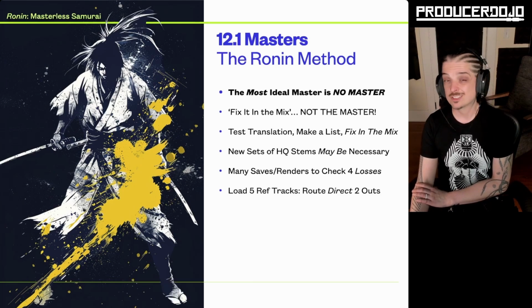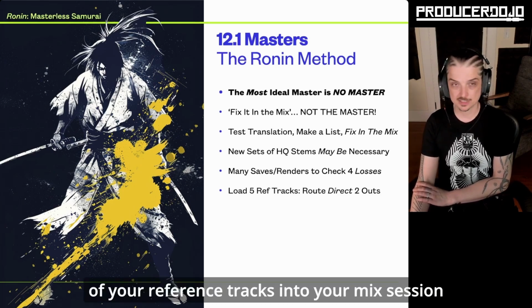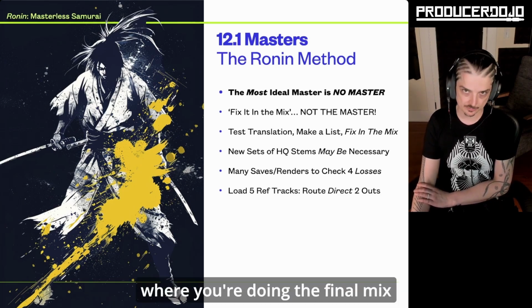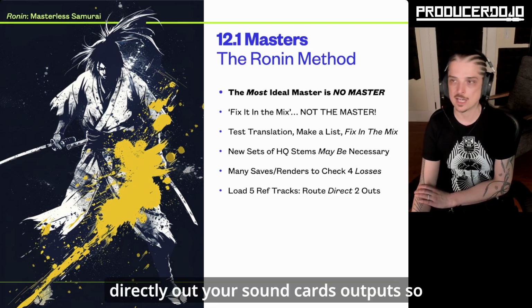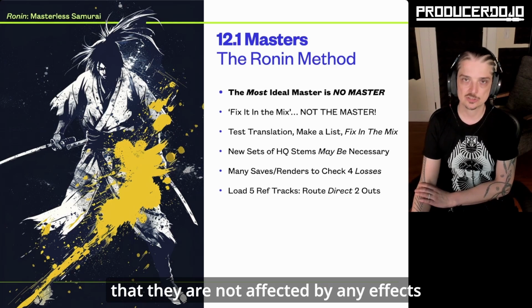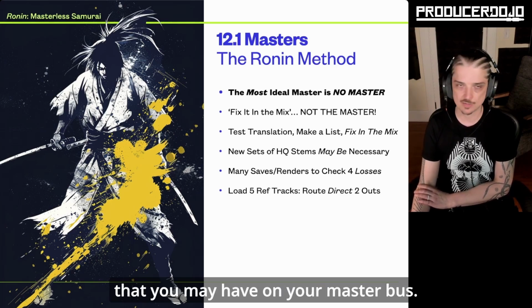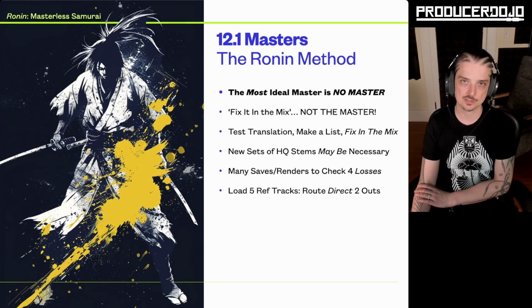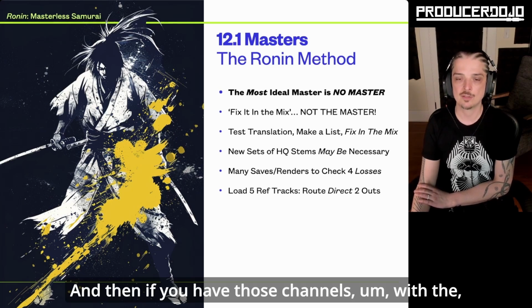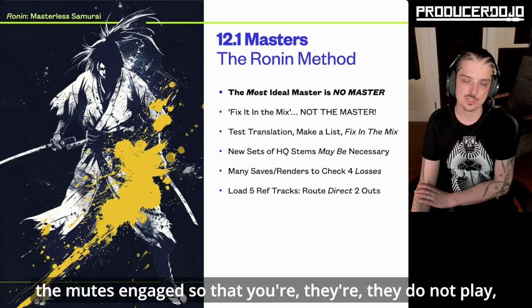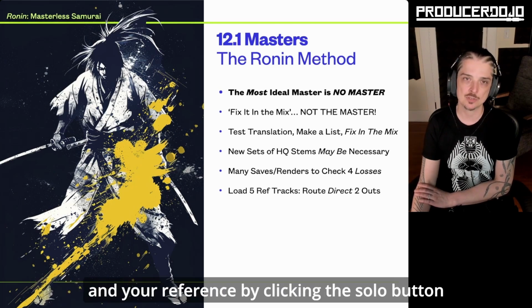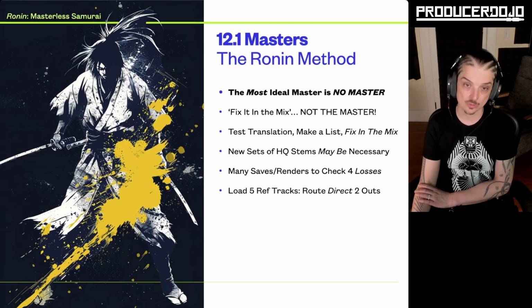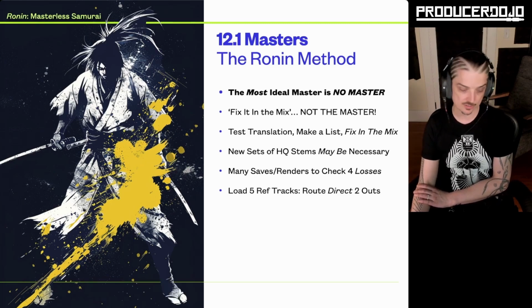And you're going to want to load 5 of your reference tracks into your mix session where you're doing the final mix, and route those 5 reference tracks directly out your sound card's outputs so that they are not affected by any effects that you may have on your master bus. And then if you have those channels with the mutes engaged so that they do not play, then you can A/B between your track and your reference by clicking the solo button on the reference track's channel.